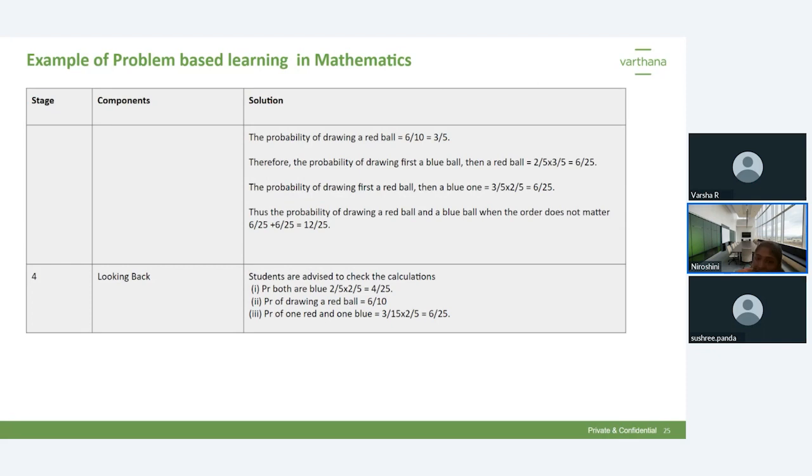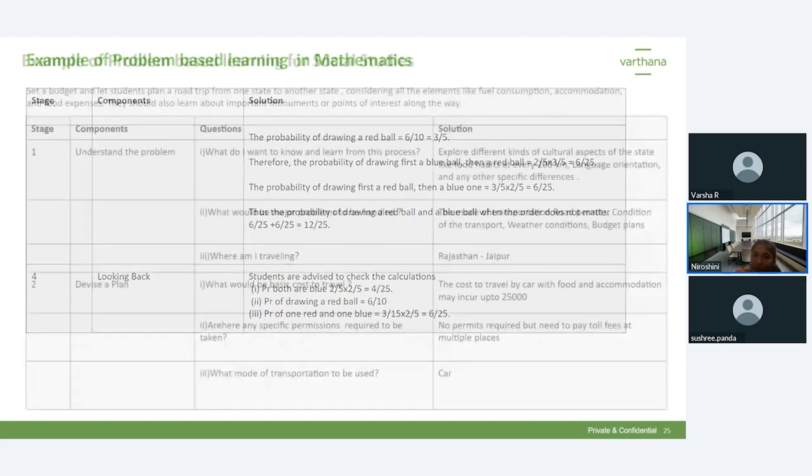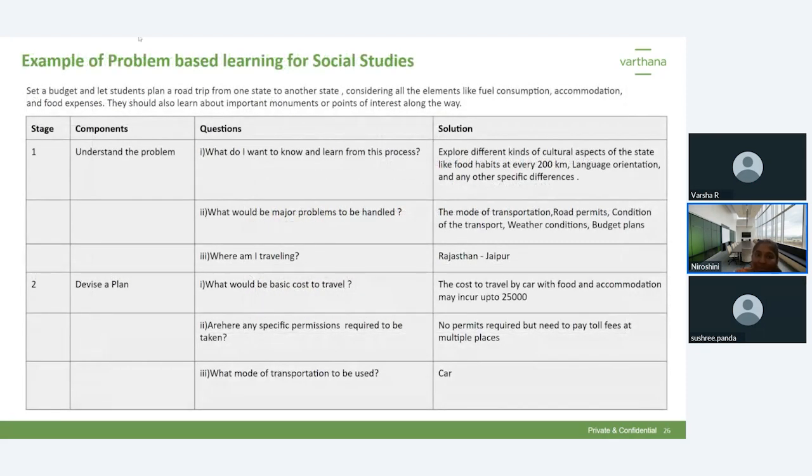Similarly, we have another example for social studies. This is a real-time problem that we have pulled for encouraging children to use more critical thinking skills and do a bit of research on what they know about it earlier and how they represent it. As I mentioned here, we set a particular budget for the children, and we ask them to plan for a road trip. For example, let's imagine that the students are traveling on a road trip from Chennai to Rajasthan.